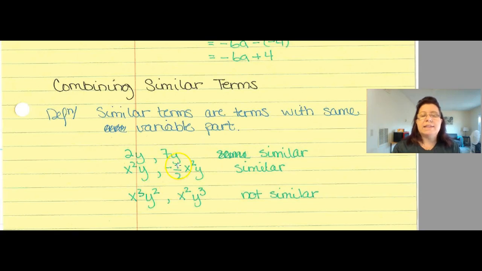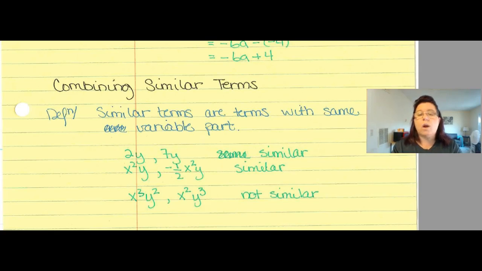So 2y and 7y are similar terms. X squared y and negative 1/2 x squared y are similar terms. They both have an x squared, they both have a y. X cubed y squared and x squared y cubed are not similar. Sure, they both have x's. Sure, they both have y's, but they don't have the same exponents connected to that variable. Yeah, one has a 3, one has a 2, one has a 3, one has a 2, but it has to be on the same variable. So the variable has to be the same along with the power of the variable.